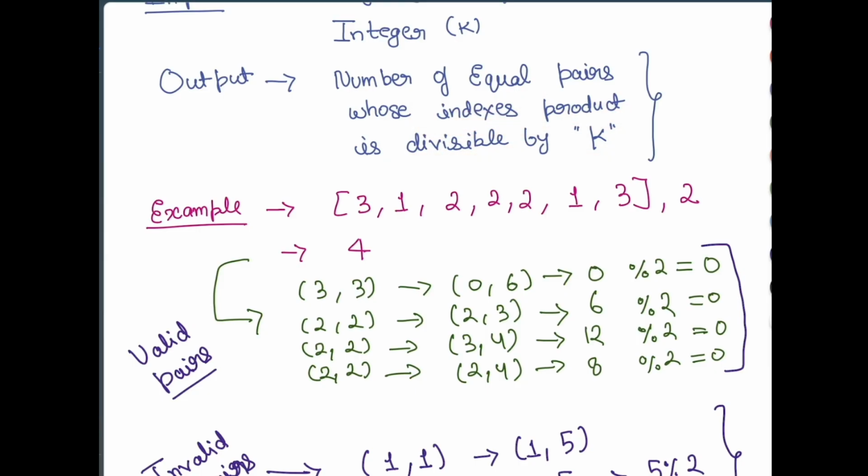Let us take an example. I can form a pair 3, 3 from this array. How? I can take this 3 and this 3. I can form a pair out of it. Okay. Now why can I say this is an equal pair? That's because it has 2 elements and both the elements are same.